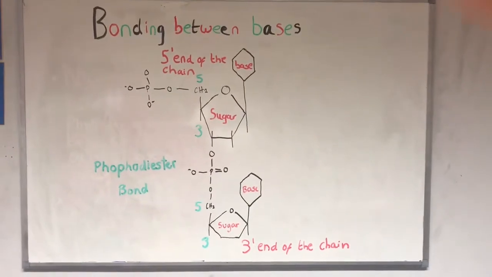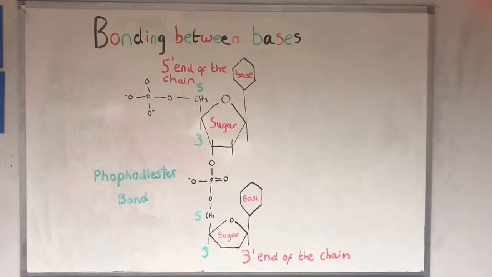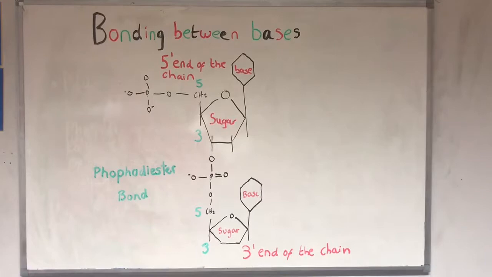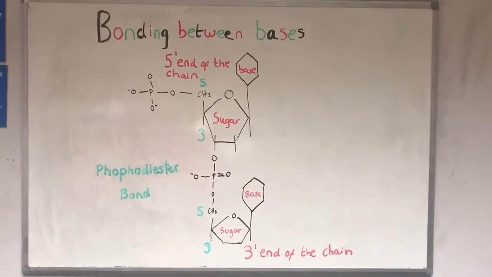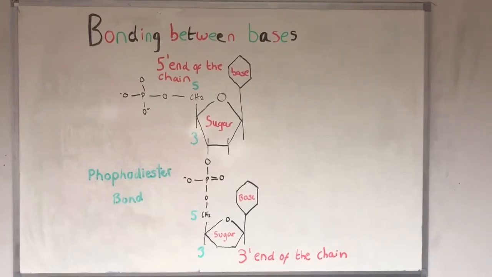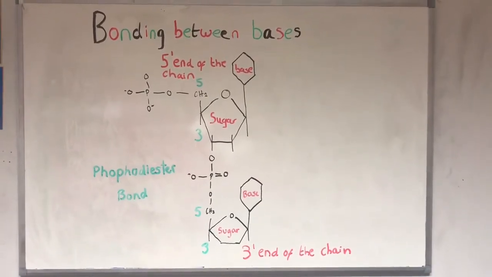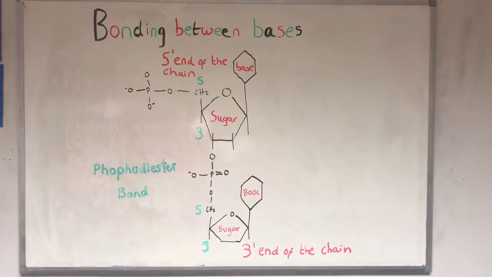Adjacent nucleotides are joined by covalent bonds called phosphodiester bonds. This results in a backbone with a repeating pattern of sugar-phosphate units. Phosphodiester bonds occur between the OH group on the 3' carbon end of one nucleotide and a phosphate on the 5' carbon end of the next nucleotide.